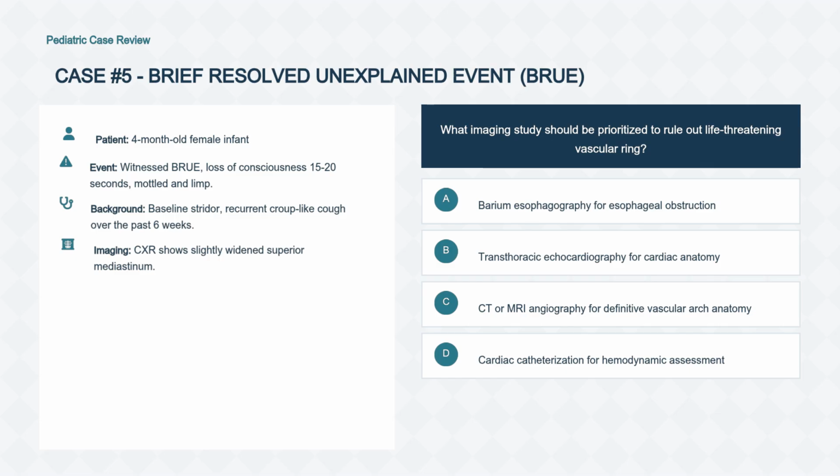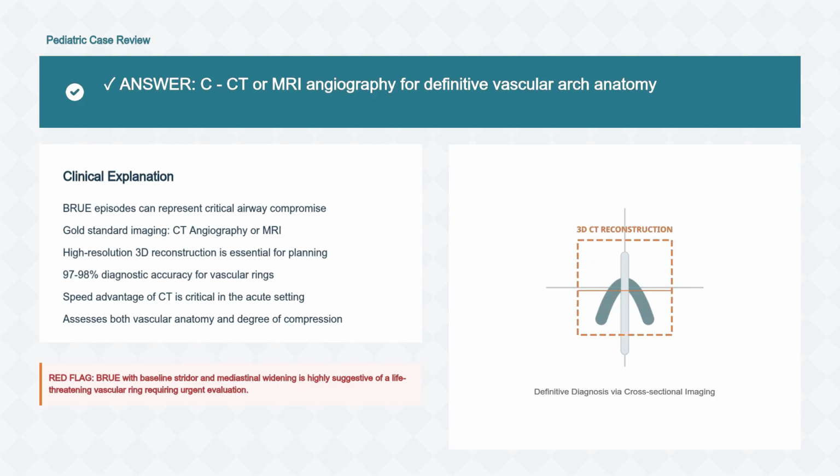Option A. Barium esophagography. Option B. Transthoracic echocardiography. Option C. Computed tomography or magnetic resonance angiography. Option D. Cardiac catheterization. The correct answer is option C. Computed tomography or magnetic resonance angiography. Brief resolved unexplained events can represent critical airway compromise.